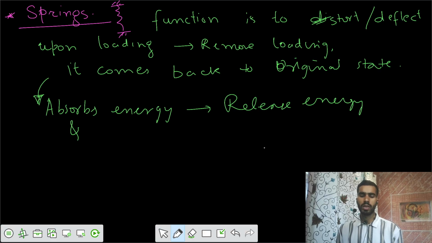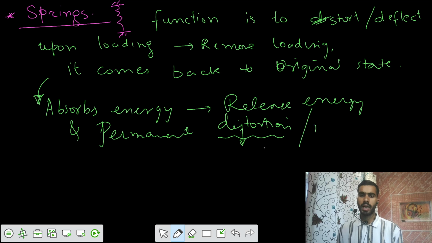And so there is no permanent distortion, or we can say deformation. Distortion would be because of tau, and deformation because of normal stresses.